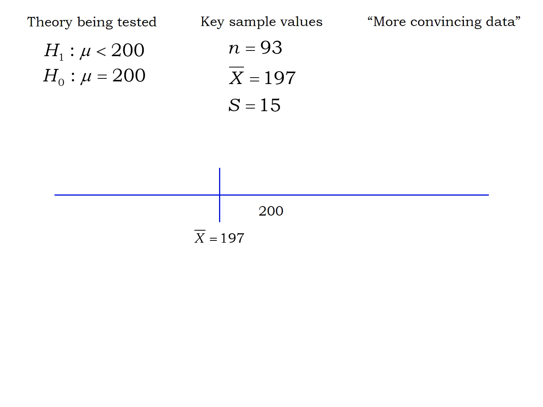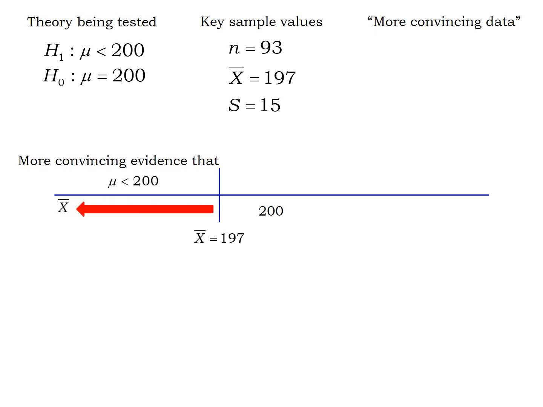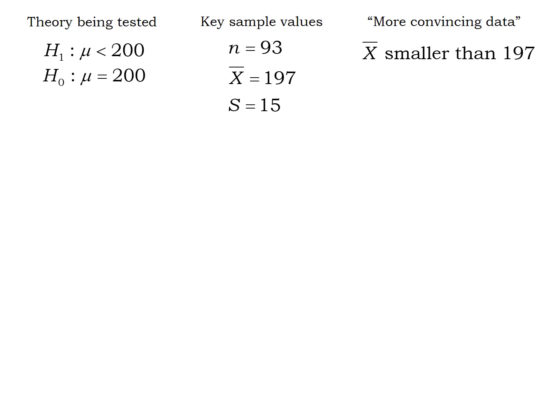Now, what would be more convincing than that? If our sample mean x bar was even smaller, that would be more convincing evidence that mu is less than 200. All right, so in this case, an x bar that's smaller than the 197 we have is what we mean by more convincing data. That's step one. Step two, now look to the equation.